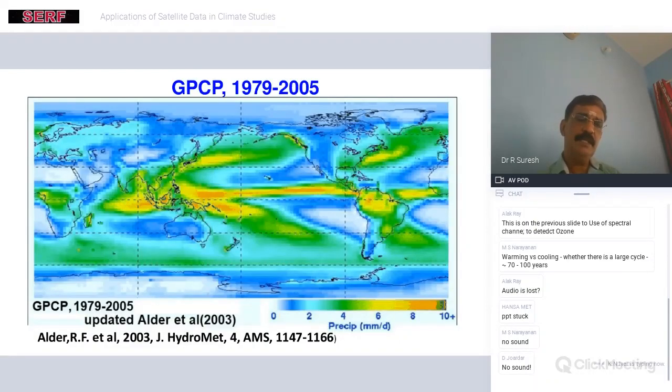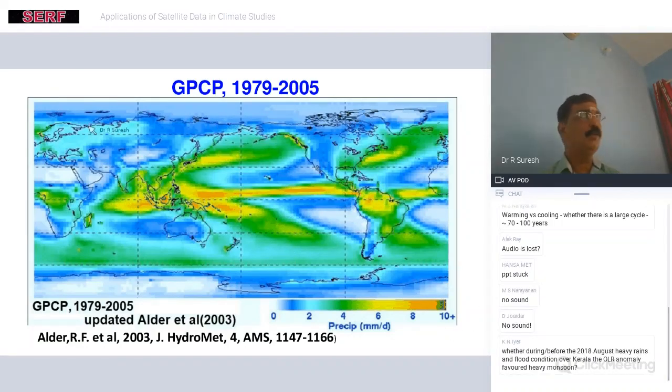So with this project, the first outcome was published by Adler et al. in 2003, and then he himself modified it with additional data in 2005. So this is the 2005 figure as such. Globally, this is how the precipitation rate has been plotted, and you can very well see that over the equatorial region the precipitation rate is somewhat higher.